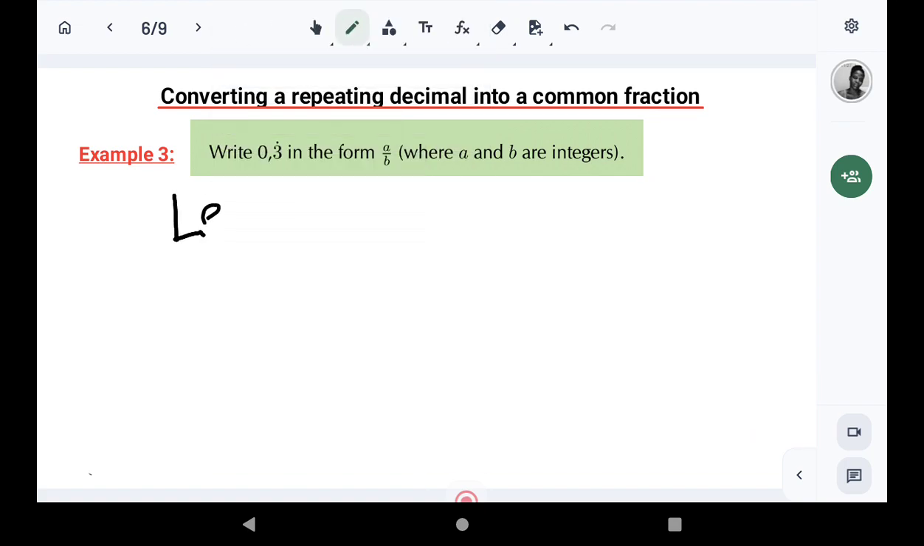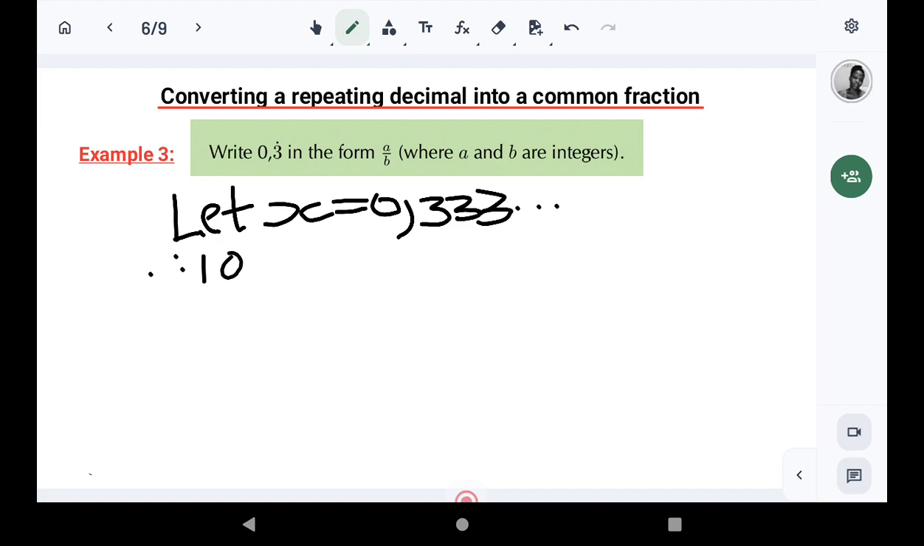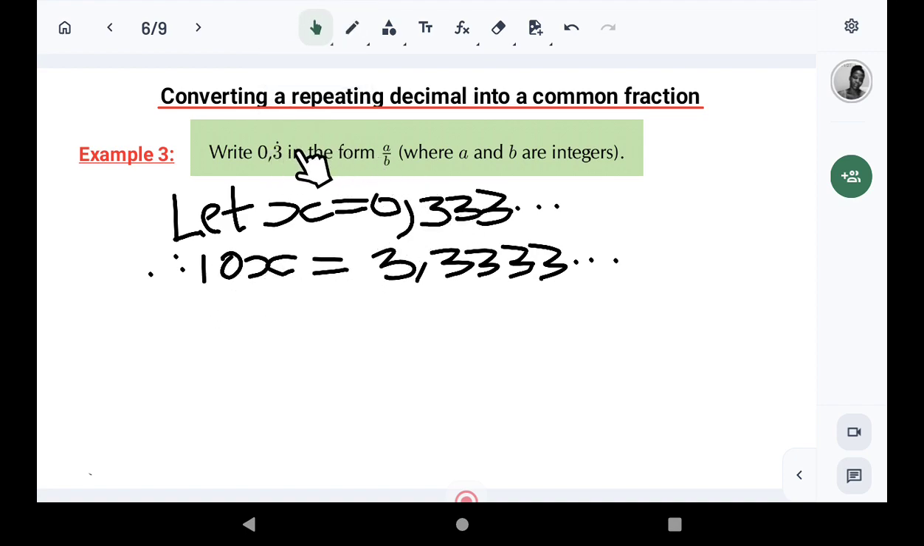Let x equal 0,3333, which is 0,3 with a dot at the top, meaning it recurs. Therefore, if you multiply that by 10, that becomes 3,33333. Why multiply by 10? That's because when you multiply by 10, you have one digit repeating. You're basically shifting the comma one space to the right, and you start with 3. But they repeat continuously, so it becomes 3 all over the place.